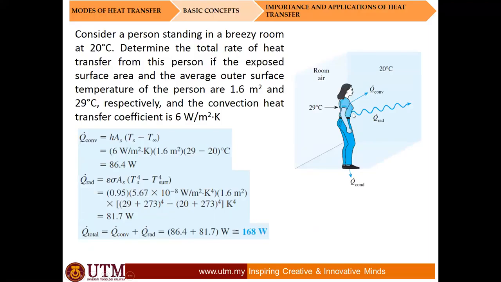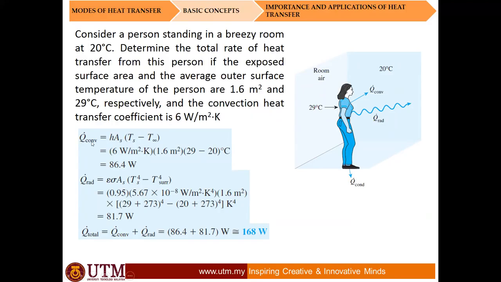So let's say your body temperature right now is 29 degrees C in a relatively cool room, so 20 degrees C. What happens? You will transfer heat from your body to the environment, because we are transferring heat from a hotter region to a colder region. So the mechanism of heat transfer, in this case, we have two mechanisms occurring simultaneously, which are convection and radiation.